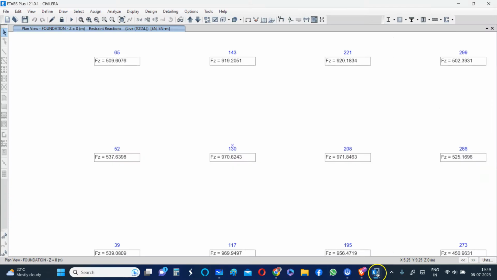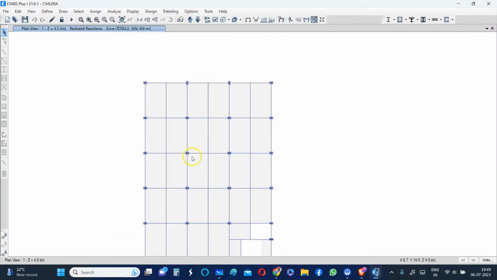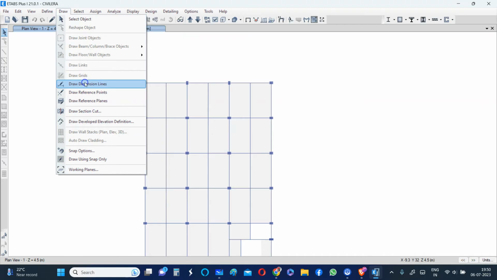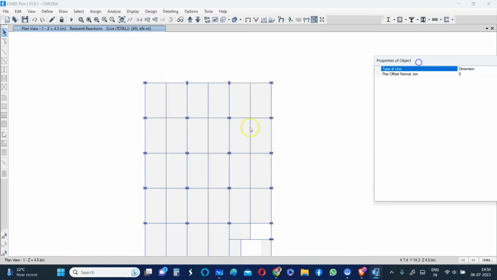Let me come back to the ETABS model and go to the upper level and then show you. I will mark the spans in order to make a few calculations. I will go to draw and then take draw dimension lines and then indicate these dimensions over here. So let me mark the dimension over here. You can see it is 6 meters and here also it is 6 meters. So both are 6 meters, and if you look at this particular distance it is 5 meters. So you can see those dimensions.